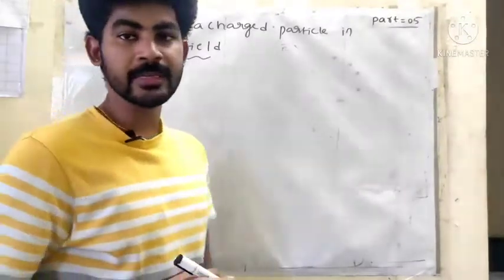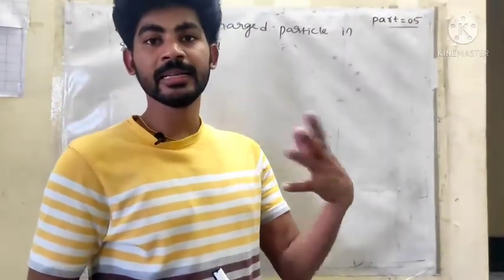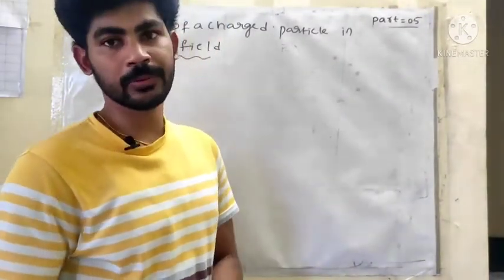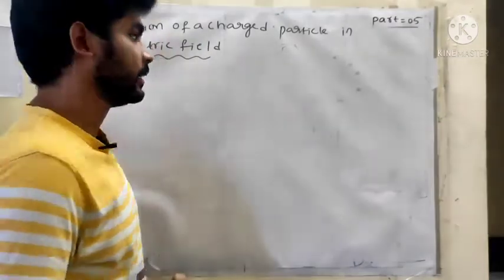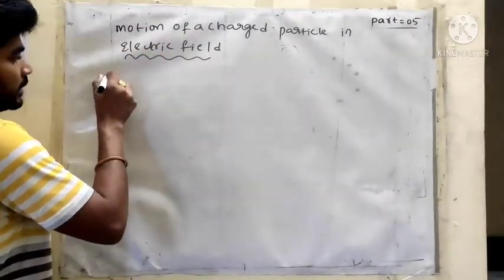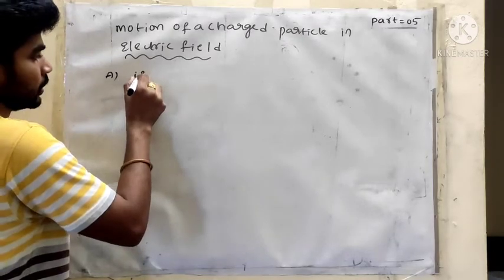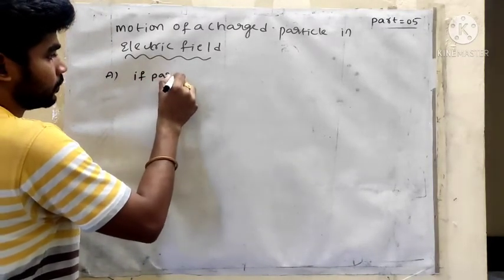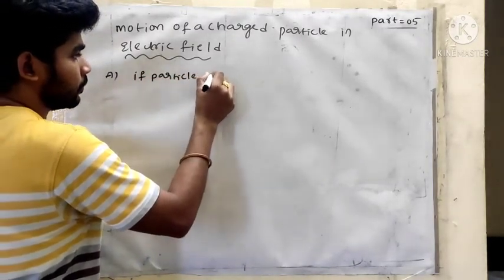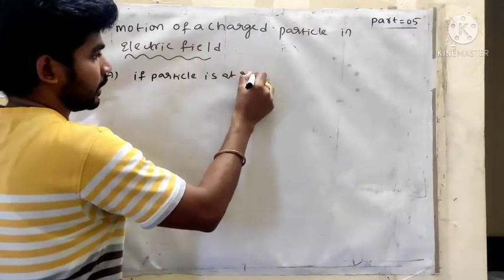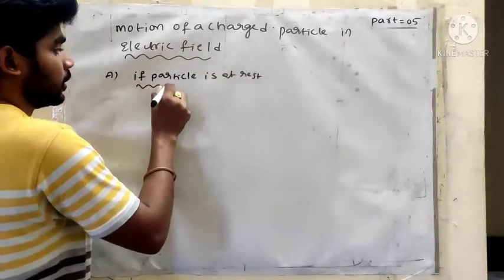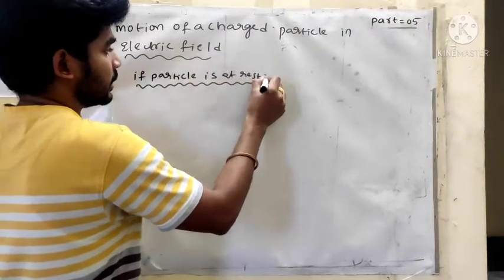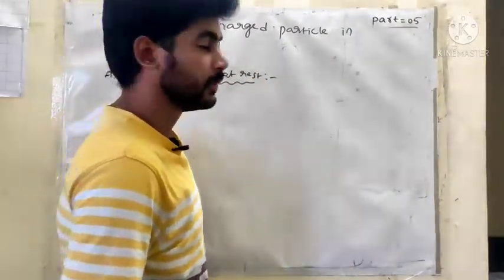Okay, next topic. Suppose a particle is at rest in a uniform electric field; what happens, we can discuss. That is case 1: the particle is at rest, and in that situation we are discussing now.